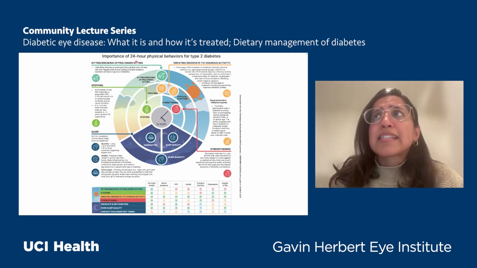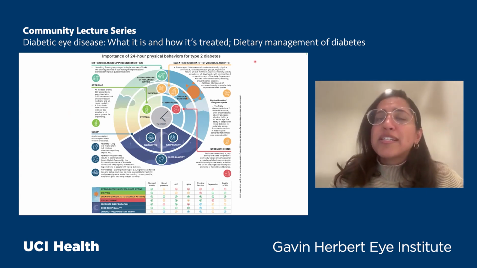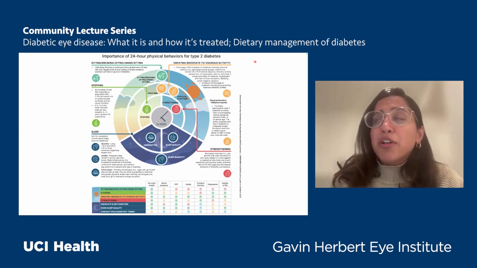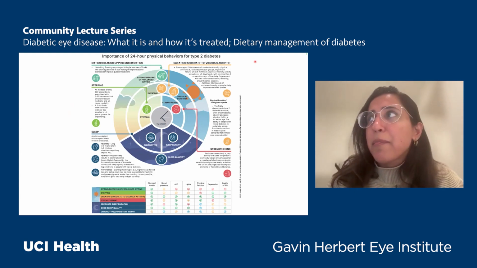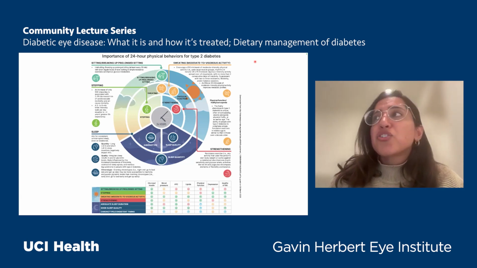The second S is sitting, or breaking up prolonged sitting. So try to stand or slow walk at least every 30 minutes of sitting that you're doing. Then sweating. Try to get in at least 150 minutes of moderate intensity activity per week, or 75 minutes of vigorous intensity activity per week. Try to spread this out over 3 days. Try not to have more than 2 days of inactivity.